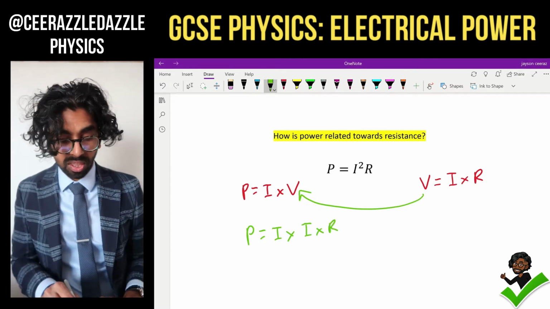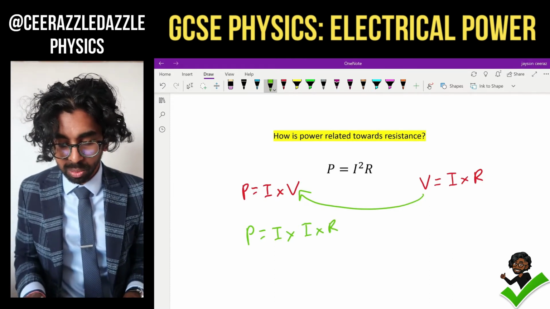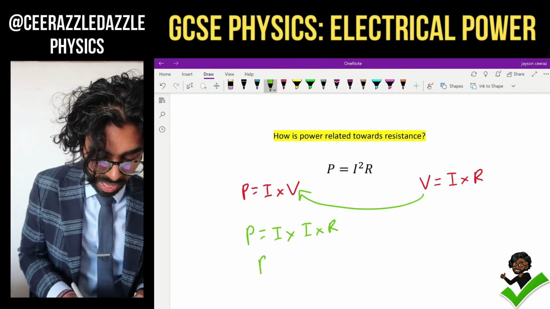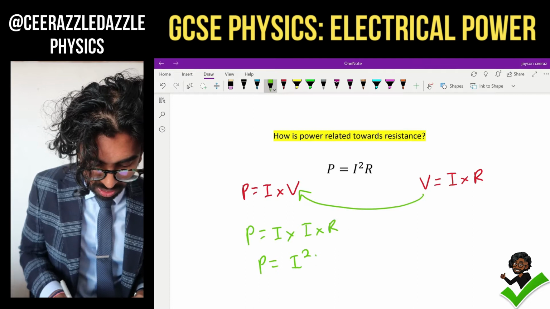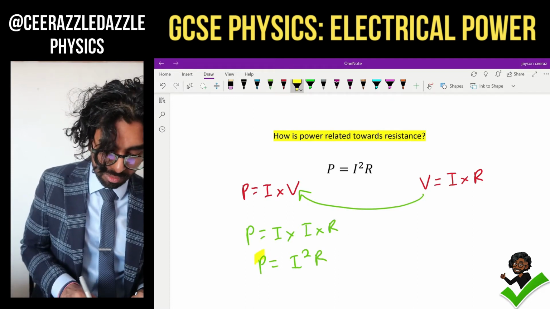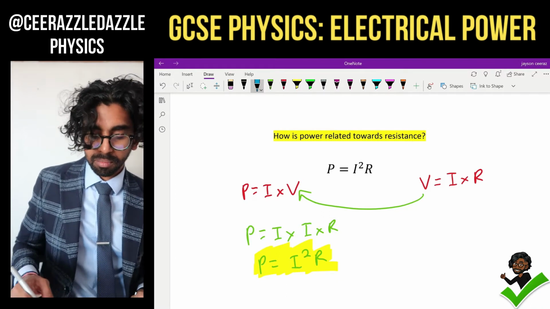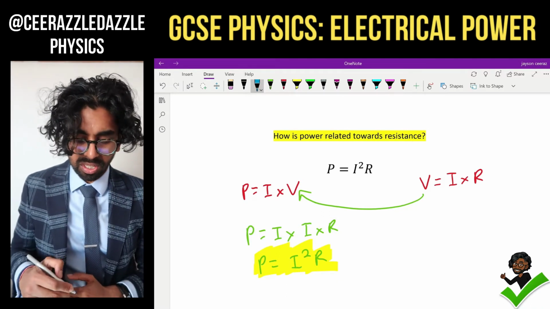Make sure you can see why. The V is I times by R. That's why I replaced it over there. Therefore, in mathematics, that becomes power is equal to I squared R. That's how we get that formula. So here's another formula now. Put that into your mind, but you can prove that. It's quite an easy thing to do.